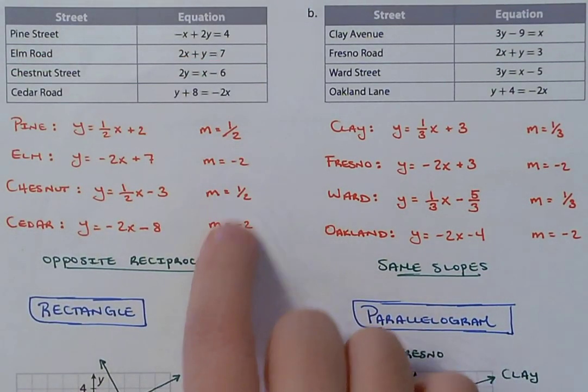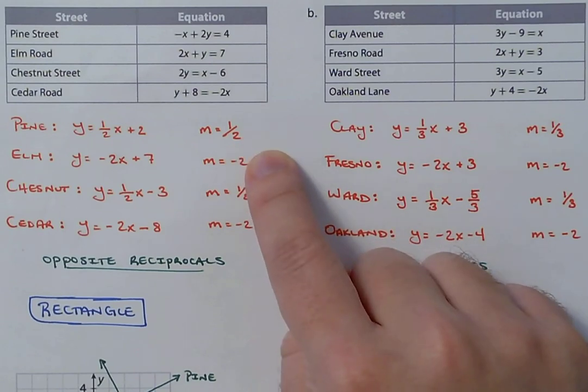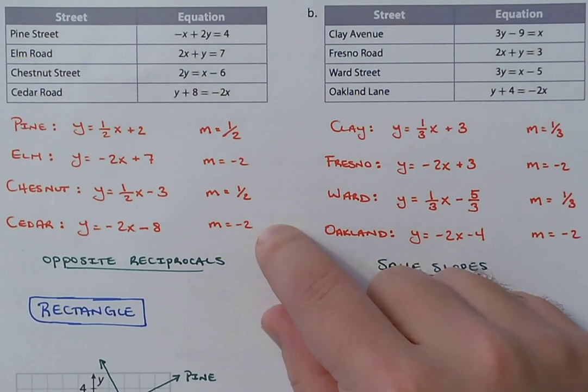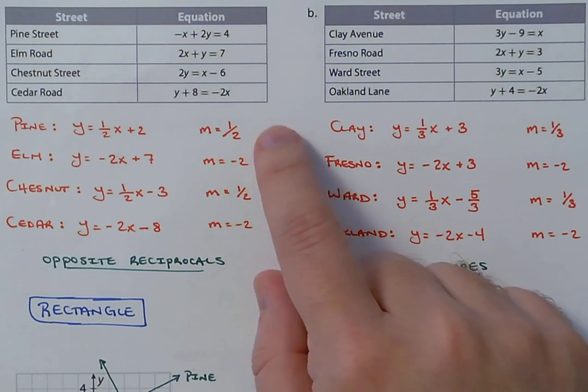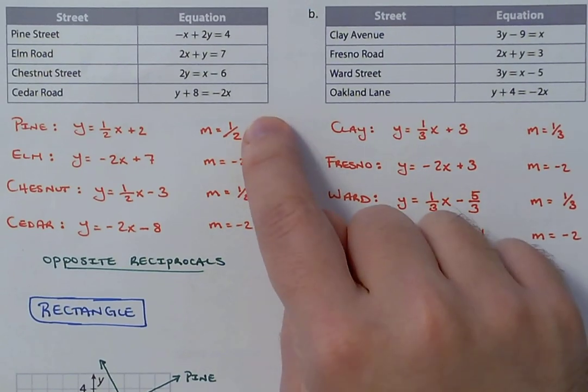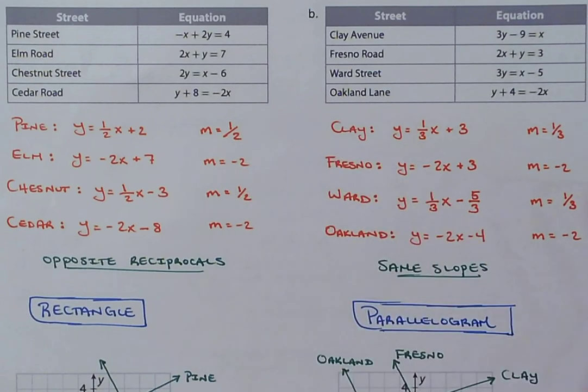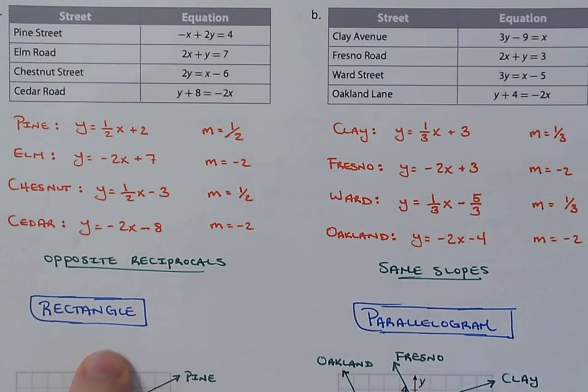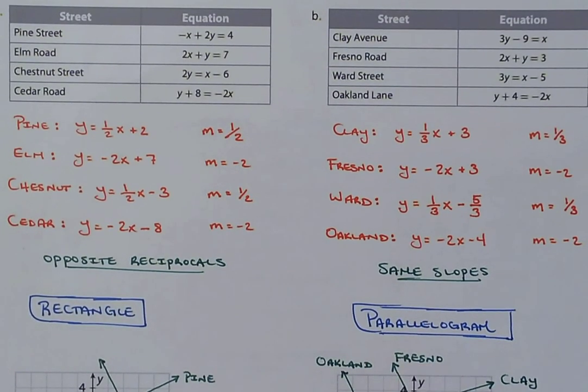For A, yes, opposite sides were parallel because the slopes were the same for Pine and Chestnut, and then Elm and Cedar. But it was also a rectangle because the product of the slopes was negative 1. Whereas for B, yes, opposite sides are parallel because they have the same slope, but when I multiply the slopes, it does not result in negative 1. So A is a rectangle, B is going to be a parallelogram.